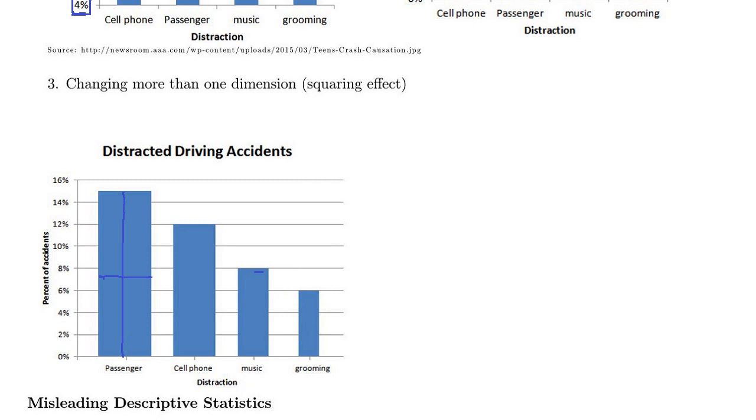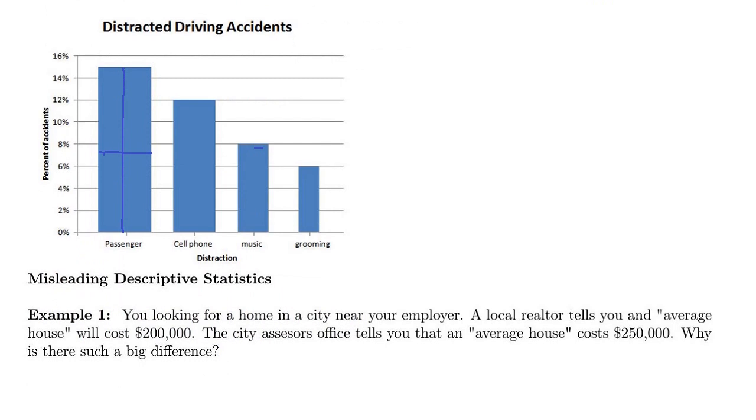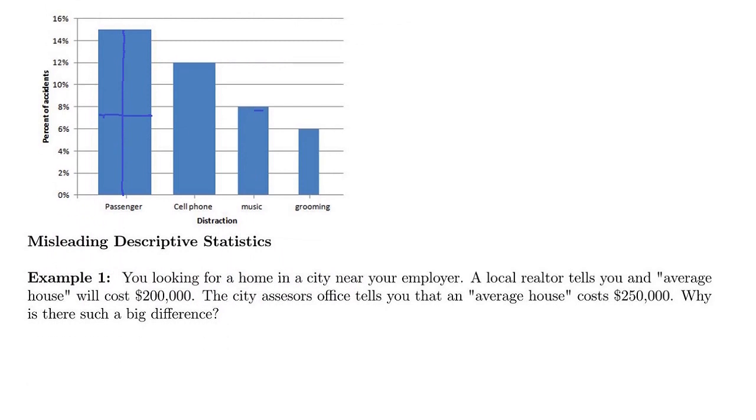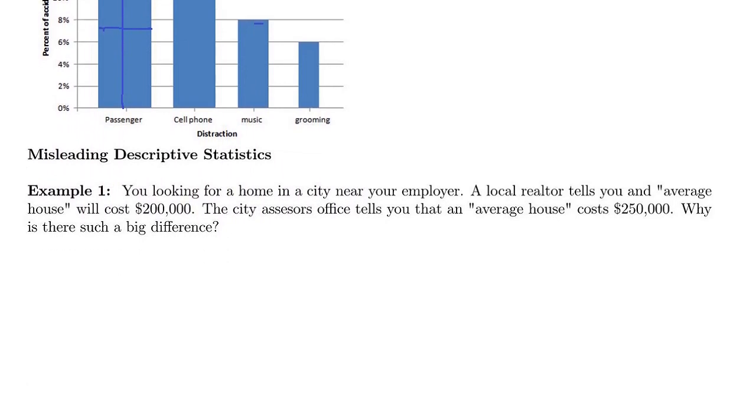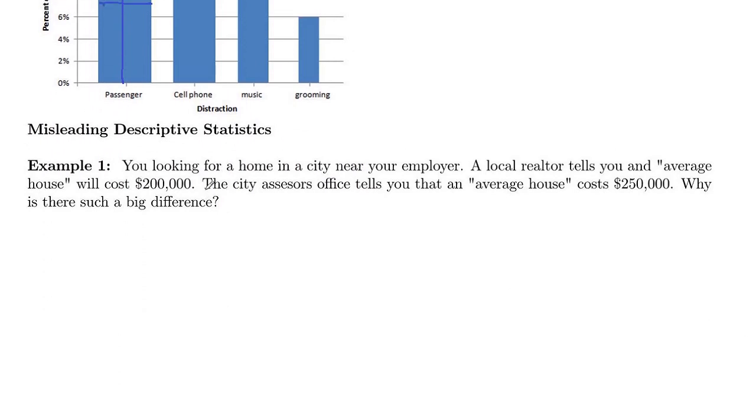So those are misleading descriptive statistics in graphical displays. Here's another example that could be misleading. You're looking for a home in a city near your employer. A local realtor tells you that the average house, quote unquote, will cost you $200,000. City assessor's office tells you that an average house costs $250,000. Why is there such a big difference here?